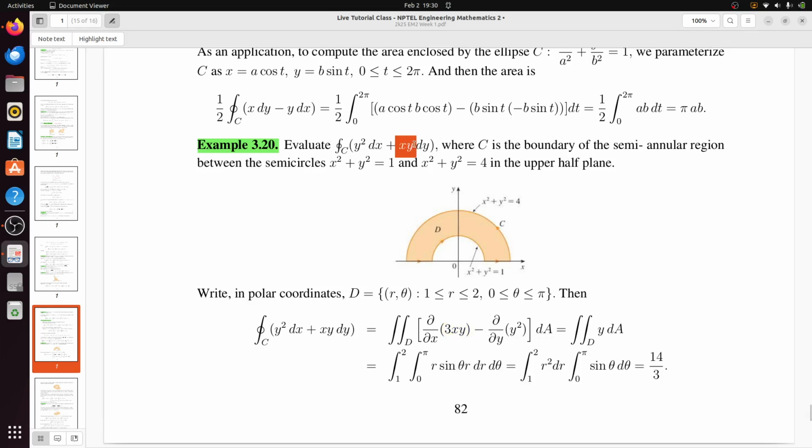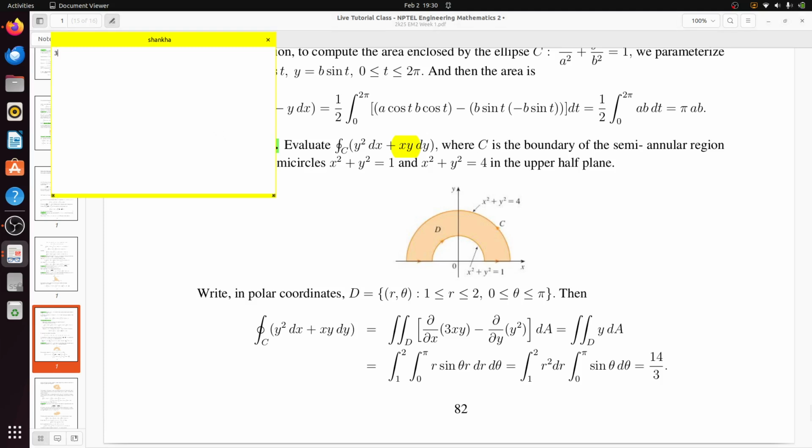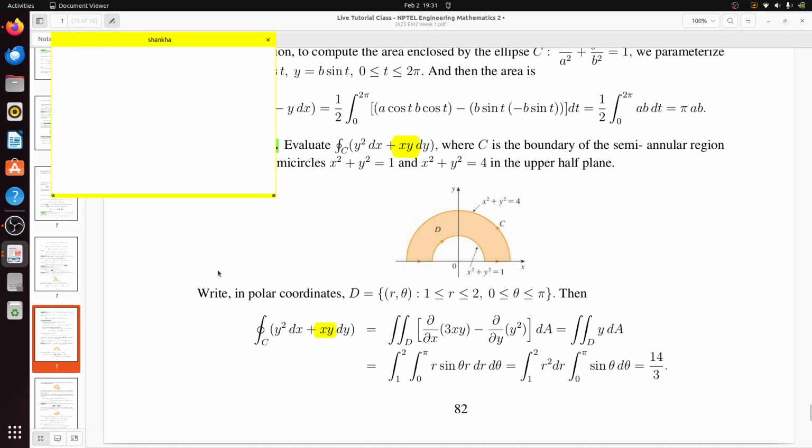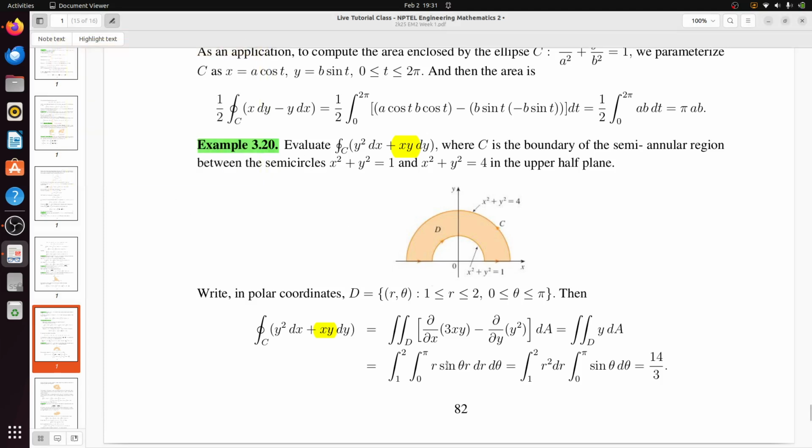I will correct it here, highlight text, 3xy. I will highlight this also, that will be 3xy. So that will be 3xy, del x of 3xy minus del y of y square. So you will get 3y minus 2y, which will be y dA.